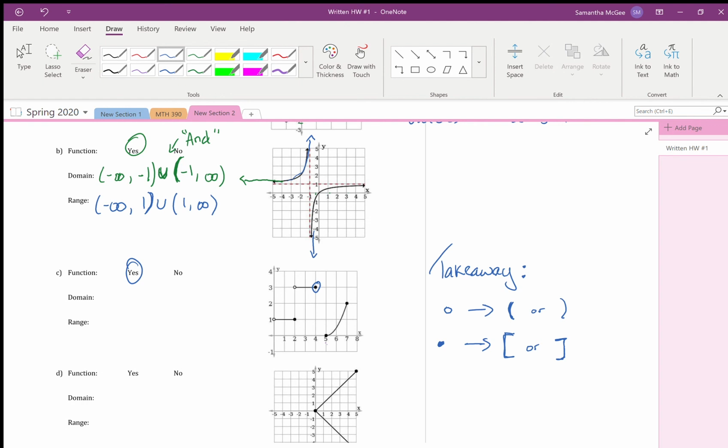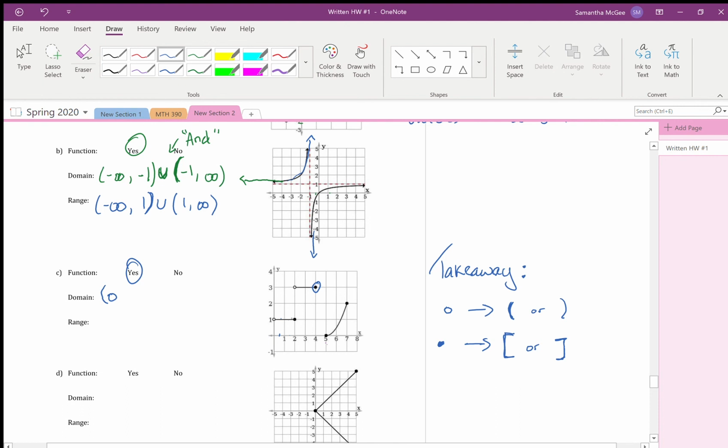So for our domain, for the x values, the inputs that we're allowed to plug in, we can't plug in 0 because we have that open dot there. But we can plug in any number after that because we have outputs, right? I could plug in 1/2 and I have an output. I could plug in 1.5 and I have an output. So I can plug in from 0 but not including 0.